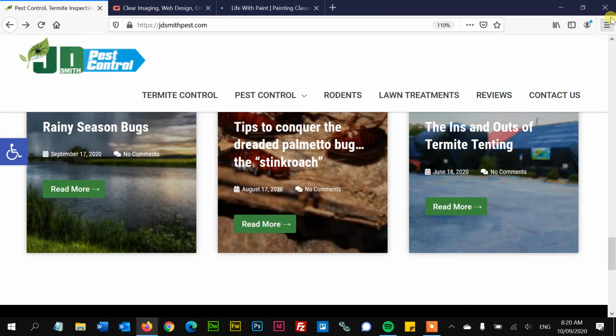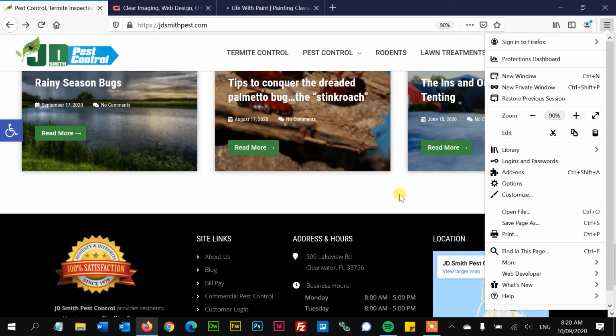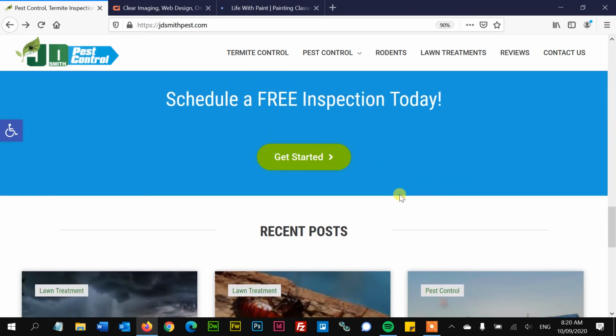Those are some of the broad strokes. Page isn't too bad, but as I said, it's missing a lot of sales elements.